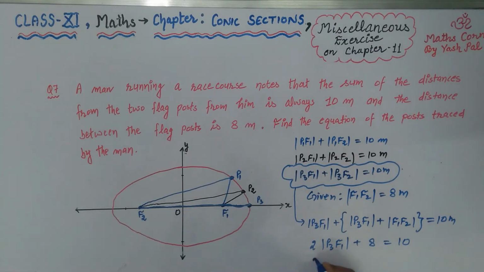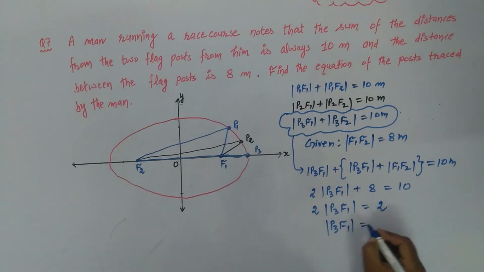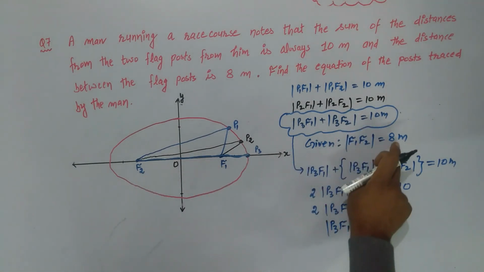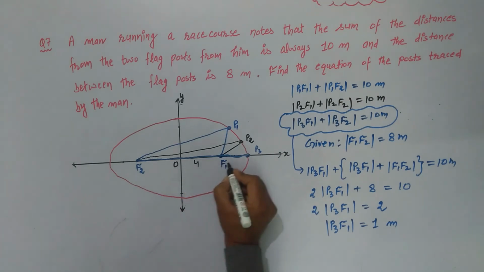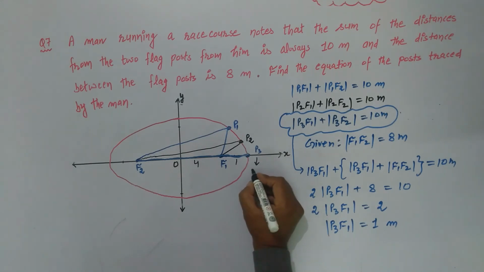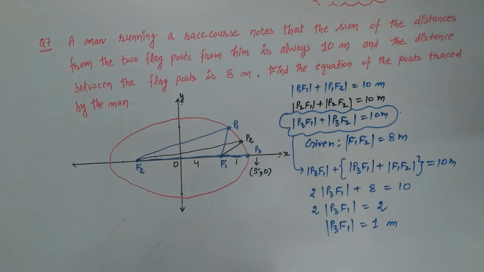So what we can say here, 2 times the distance P3 to F1 is equal to 10 minus 8, which is 2. So from P3 to F1, this distance is 1 meter. Now again coming to the question, F1 to F2 is 8, so O to F1 is 4, and F1 to P3 is 1. So what are the coordinates of P3? They are 4 plus 1, 5, so (5, 0).